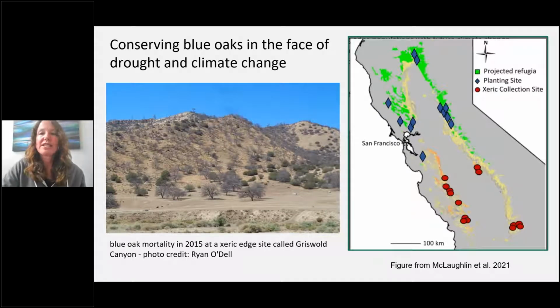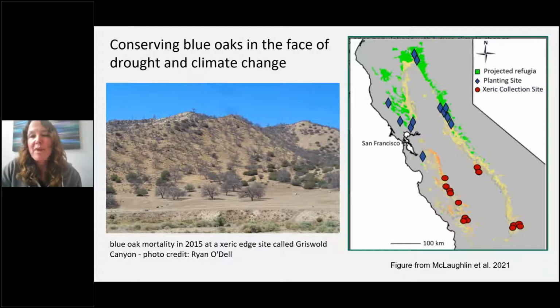Here you can see with the map on your screen roughly the extent of blue oaks in California, and we like to attractively call it a bathtub ring around the Central Valley of California. This also shows the distribution of our sites for this project. We had both planting and xeric acorn collection sites shown on the screen.